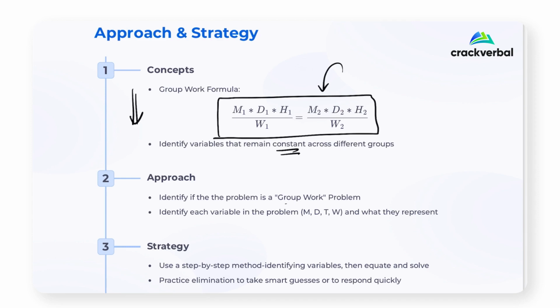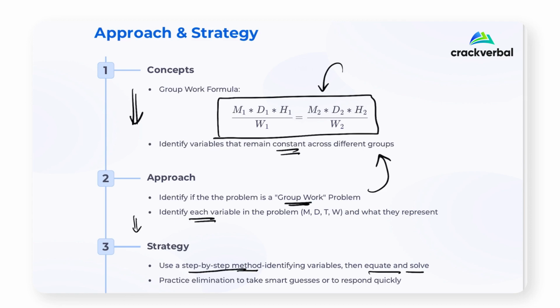Once you have identified the question as a group work question, the GMAT question can be solved very quickly by utilizing the concept. But remember, after identifying the problem to be a group work question and identifying each variable, you have to move in a very step-by-step methodical approach. And the final step is where you equate and solve.